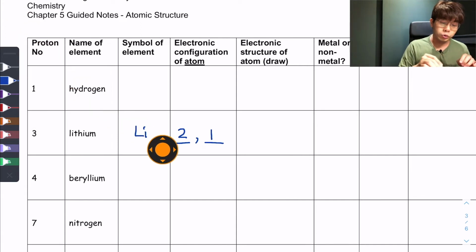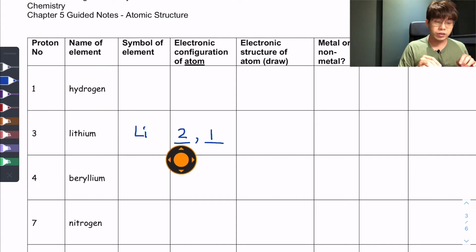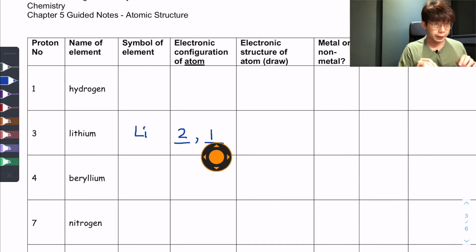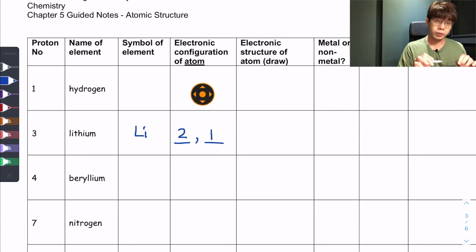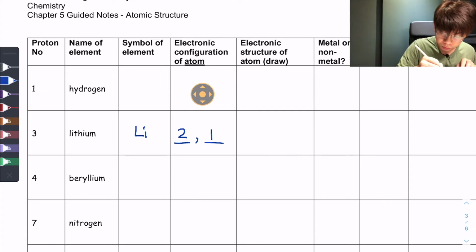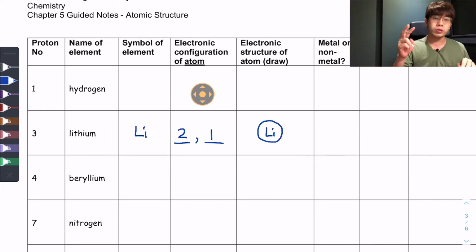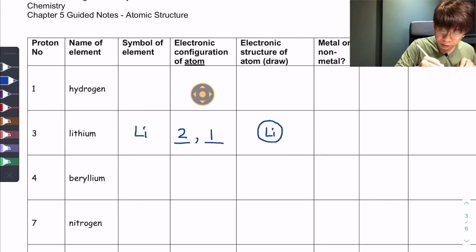Now, how do we say this electronic configuration? This is called 2.1. Okay, we will call it a 2.1 electronic configuration. Okay, now how do we draw this? So follow me. So we draw Li, we draw the first shell. Now the first shell has 2 electrons, and we will always draw it in a north, south, east, west type of way. So 2 electrons, first one north, second one south, right?